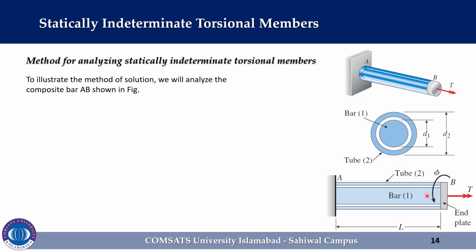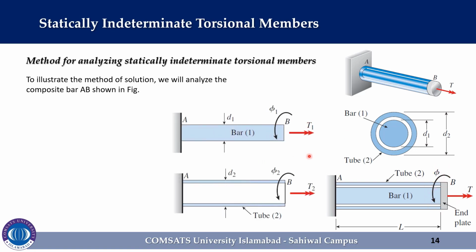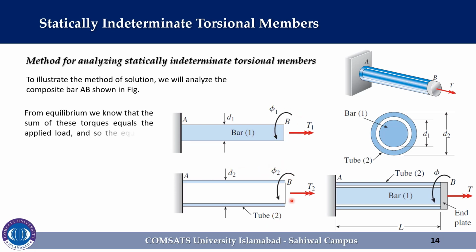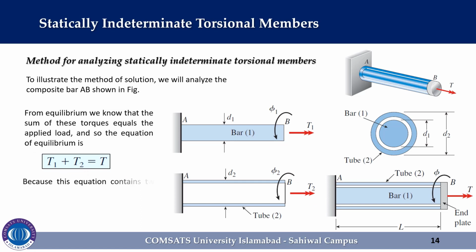When the torque T is applied to the composite bar, the end plate rotates through a small angle phi, and torques T1 and T2 are developed in the bar and the tube respectively, as shown in the figures here. From equilibrium, we know that the sum of these torques is equal to the applied torque, and so the equation of equilibrium is T1 plus T2 is equal to T. Because this equation contains two unknowns, T1 and T2, we recognize that the composite bar is statically indeterminate.